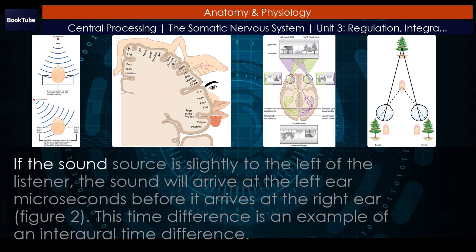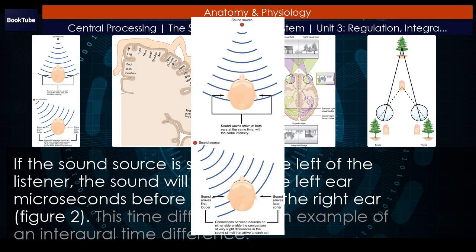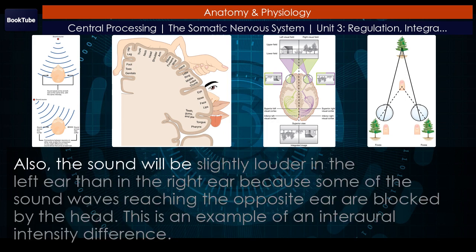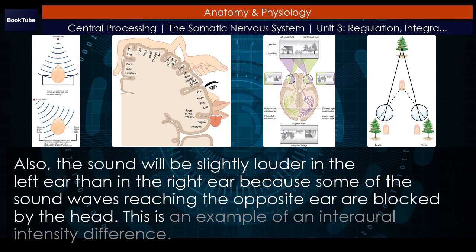If the sound source is slightly to the left of the listener, the sound will arrive at the left ear microseconds before it arrives at the right ear. Figure 2. This time difference is an example of an interaural time difference. Also, the sound will be slightly louder in the left ear than in the right ear because some of the sound waves reaching the opposite ear are blocked by the head. This is an example of an interaural intensity difference.